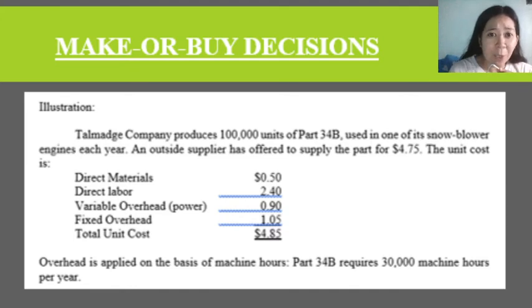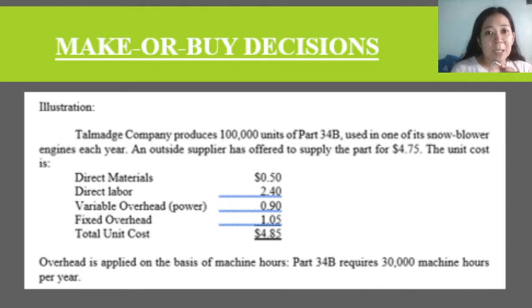If the company is going to make this part 34B on their own, these are their unit costs. They will spend $0.50 for direct materials, $2.40 for direct labor, $0.90 for variable overhead, and $1.05 for fixed overhead. So the total unit cost to manufacture this is $4.85. The overhead is applied on the basis of machine hours. Part 34B will require 30,000 machine hours per year.